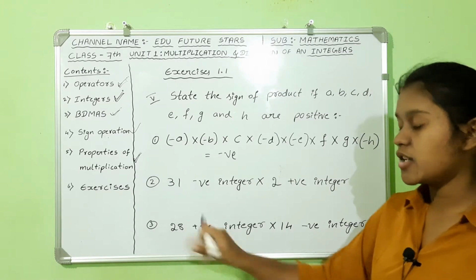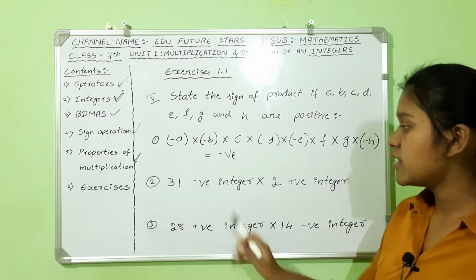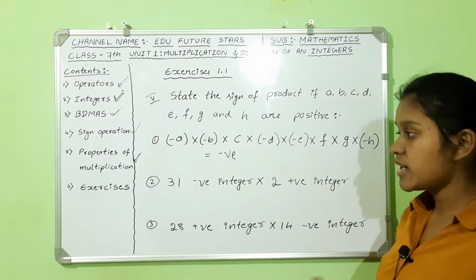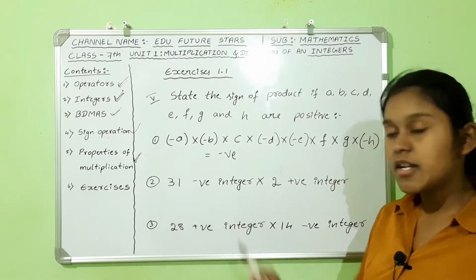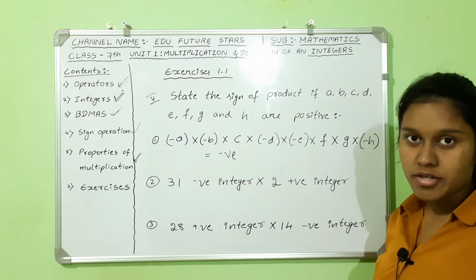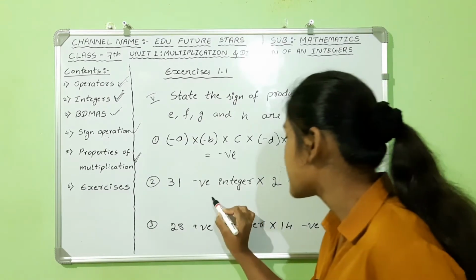Now let's see the second question. 31 negative integers are there. 2 positive integers are there. Okay. See here, 31 negative. 31 is an odd number. We know that. So obviously the result will be what? Negative. Right.